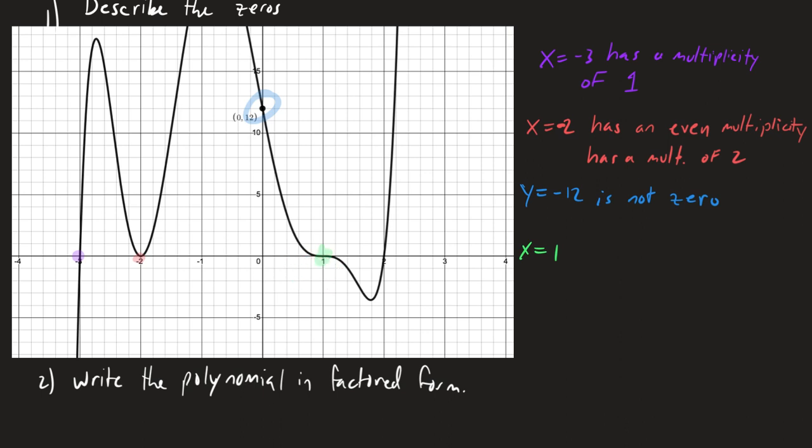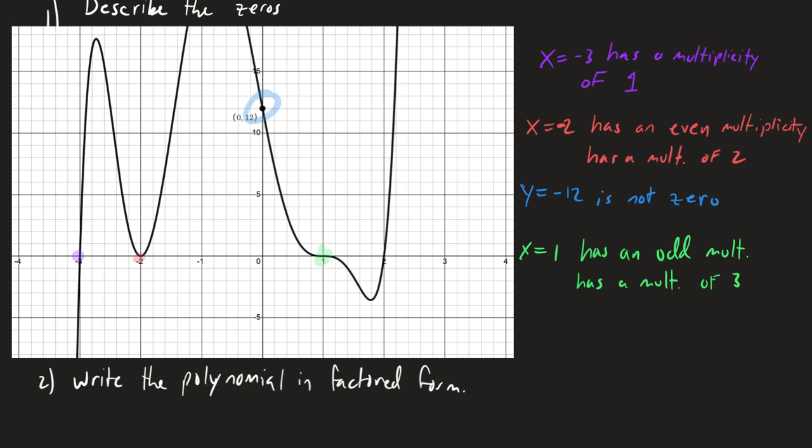Or you can just say it has an odd multiplicity. It's the basic version of it. Just knowing that it's odd is the basic part. Knowing that it's odd and bigger than 1 is the more advanced part of that. So saying it has a multiplicity of 3.